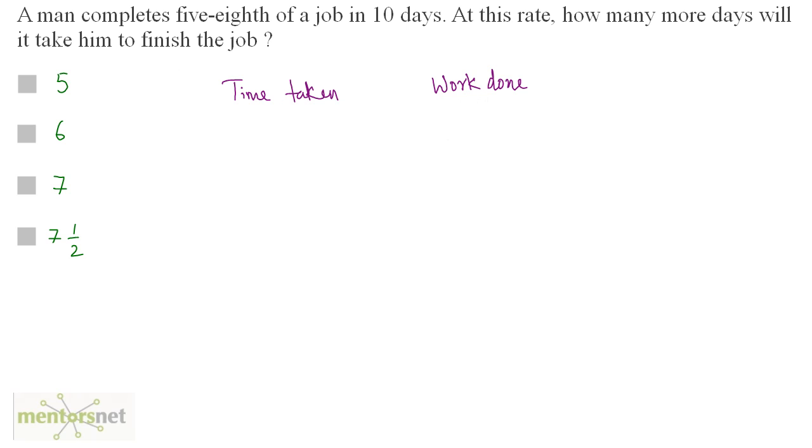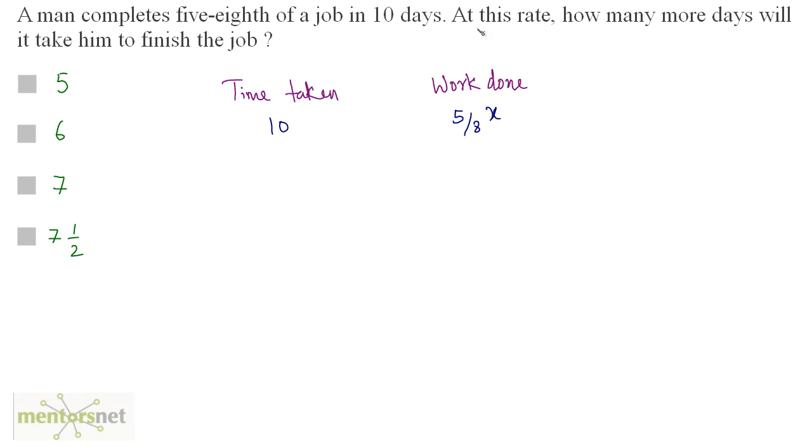So a man completes 5/8 of a job in 10 days. So the time taken is 10 days and he completes 5/8 of a job. So 5/8 is the work done. Now let us assume that the total work is X, right? So in 10 days he does 5/8 of X.